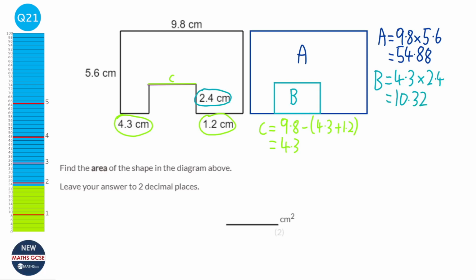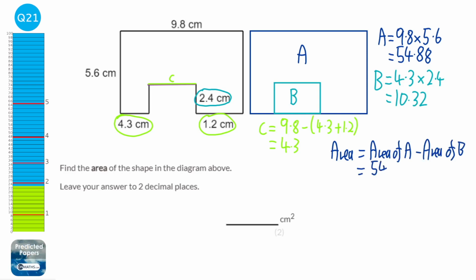Now to work out the area of the whole shape, all we need to do is the area of A take away the area of B. So the area of A was 54.88. We're going to take away the 10.32, and that gives us 44.56. And all the units are in centimetres, so our units for the area will be centimetres squared.